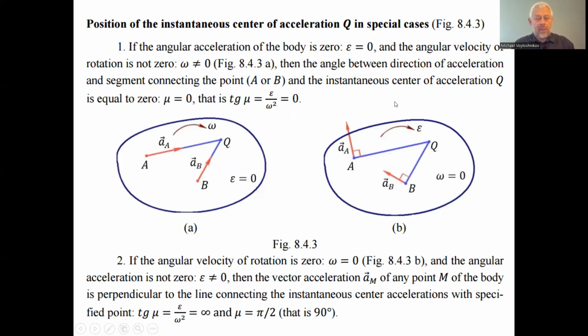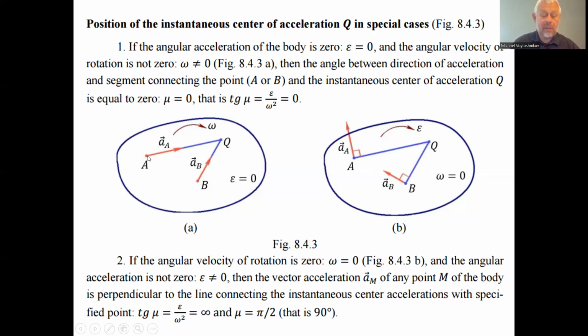Two more properties. The first: if the angular acceleration of the body is zero, like here, and the angular velocity of rotation is not zero, then we have only the normal acceleration for the points A and B. Since the angular acceleration epsilon is zero, there is no tangential component in the total translational acceleration of each point.